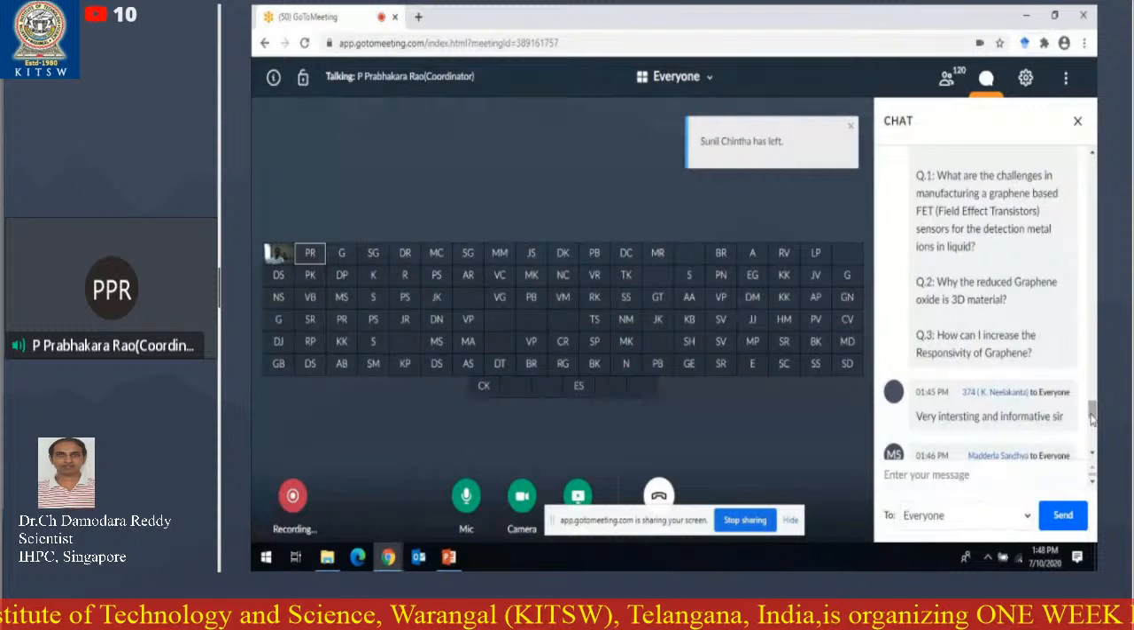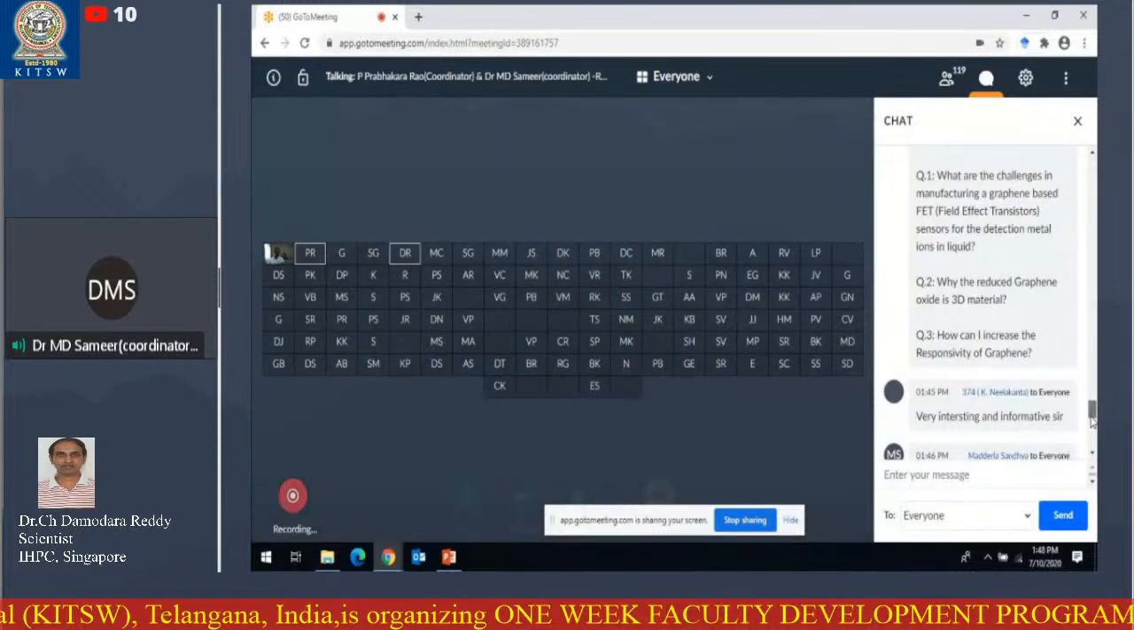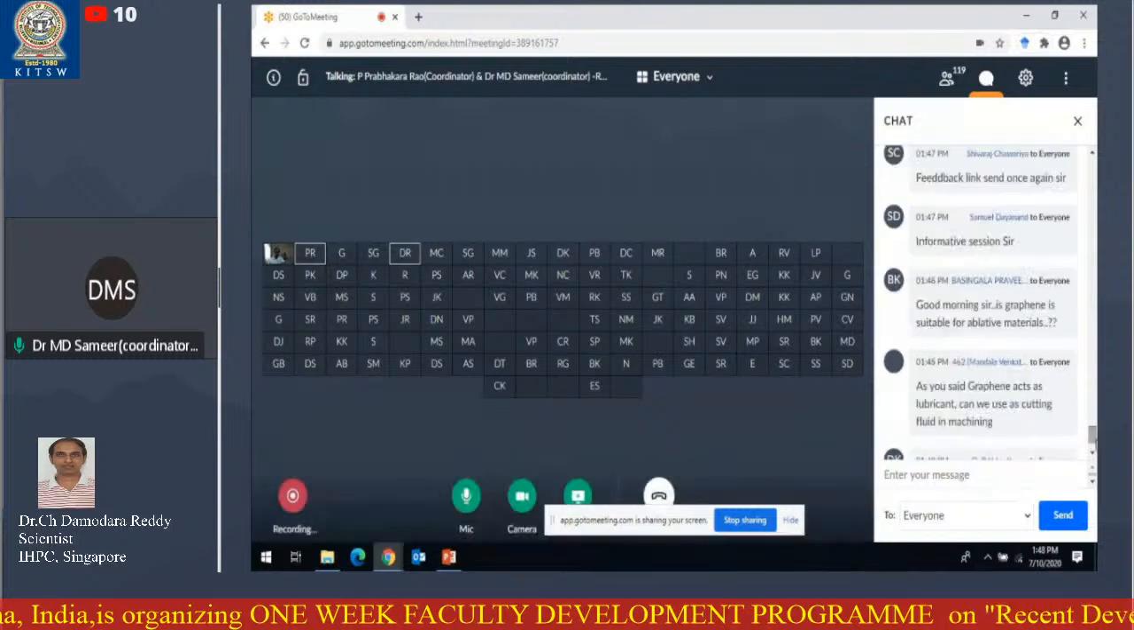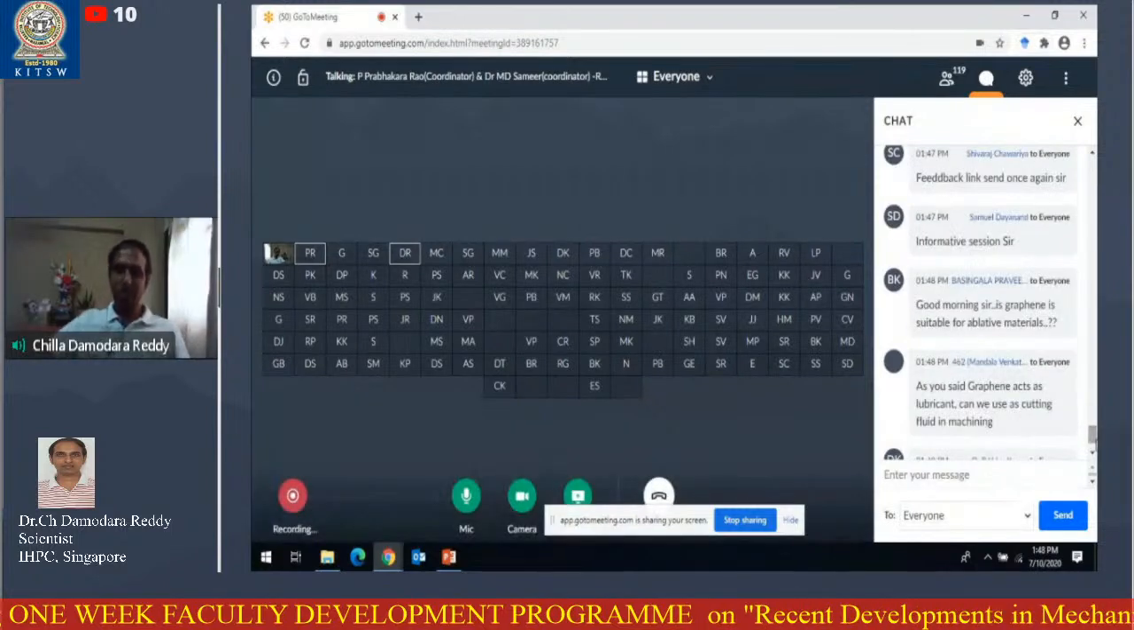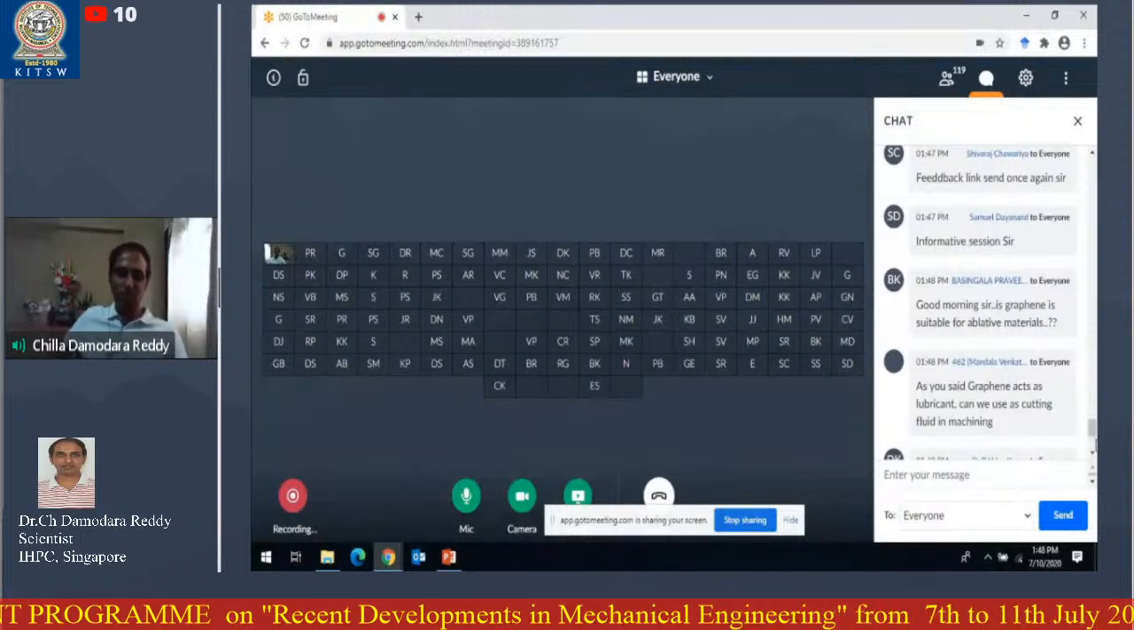Sir, one question from Pravin Kumar. Is graphene suitable for ablative materials? No, no, it's not an ablative material. It's not, because this is a smooth surface, so we have less friction mostly.